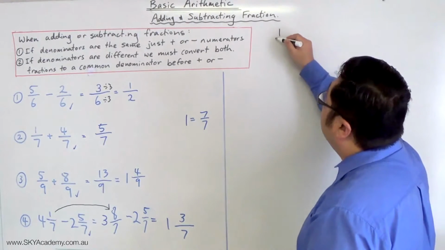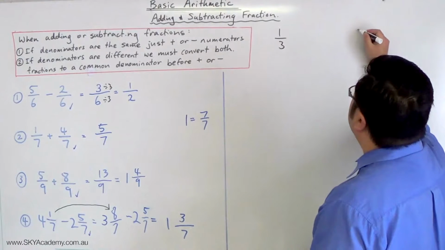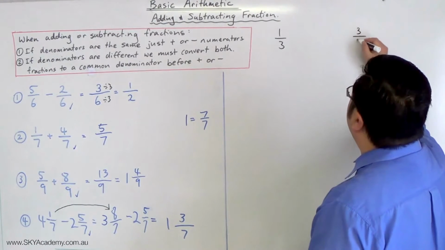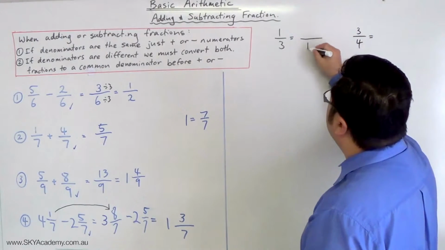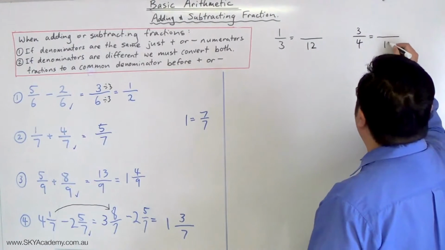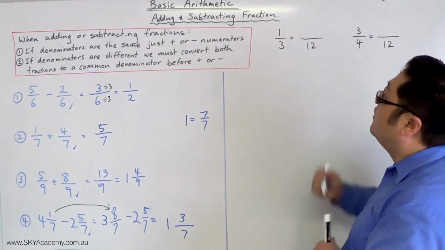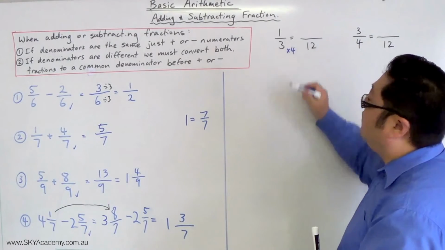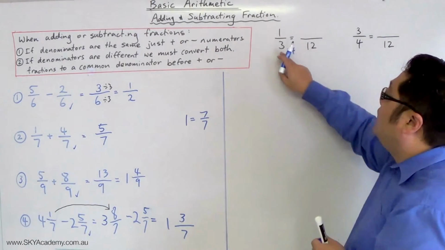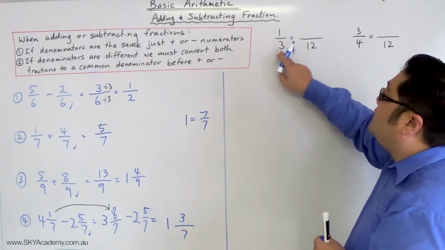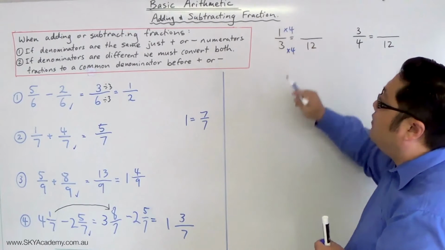If we have 1/3 and 3/4, and we were to convert both to 12ths, how would we do that? What do we have to do to 3 to get 12? We would have to times by 4, right? This is just a refresher on an episode earlier. We'd have to times that by 4. Now, if we times the bottom by 4, we would have to times the top by 4, right?